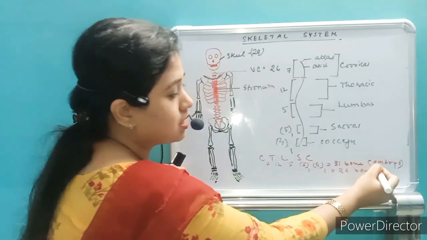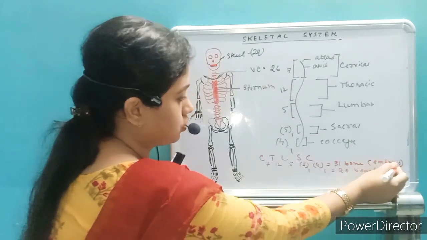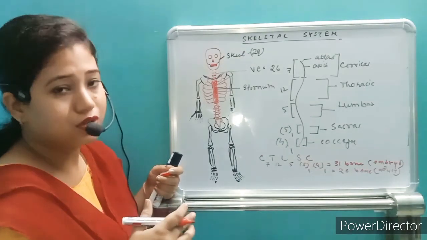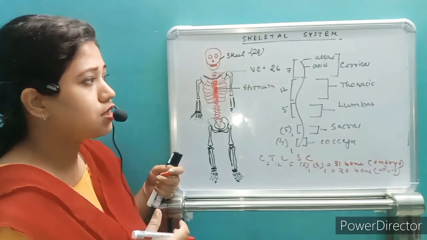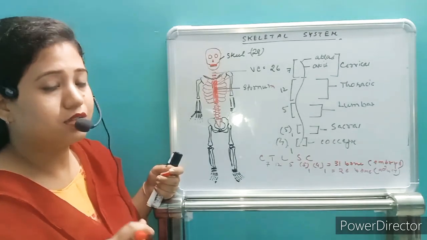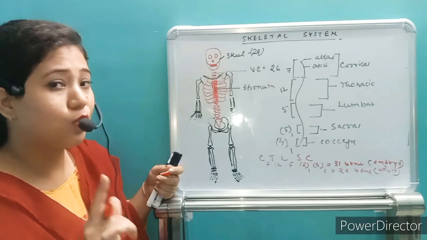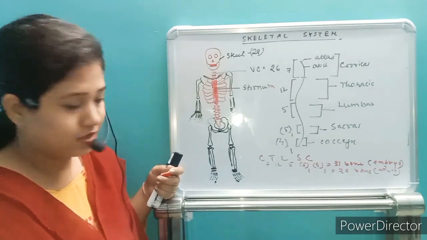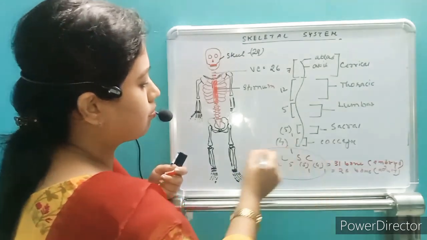So these are the 26 bones in the adult stage. Okay, so how many bones are we going to have in our vertebral column? This vertebral column is going to have 26 bones in the adult, but in the embryonic state there are 31 bones present. So this is the formula, remember this.